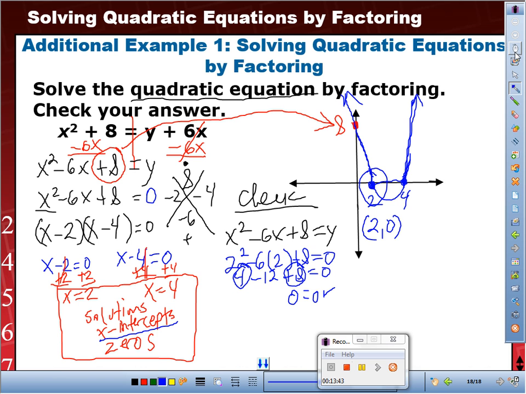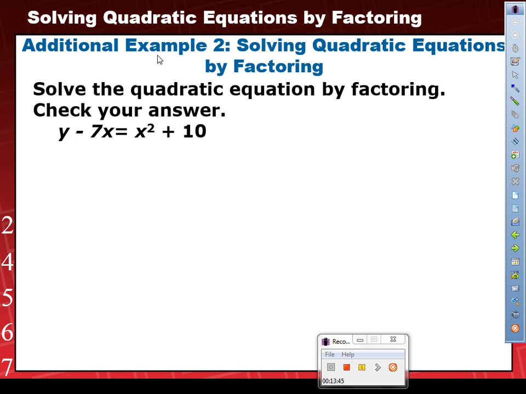Here goes the next one. Example 2. Don't copy the verbatim, just write example 2. Here's our equation, y minus 7x equals x squared plus 10. See if you can do this one by yourself. I'm going to give you a head start and then we'll go over it step by step. Copy that. Example 2, y minus 7x equals x squared plus 10. Go.